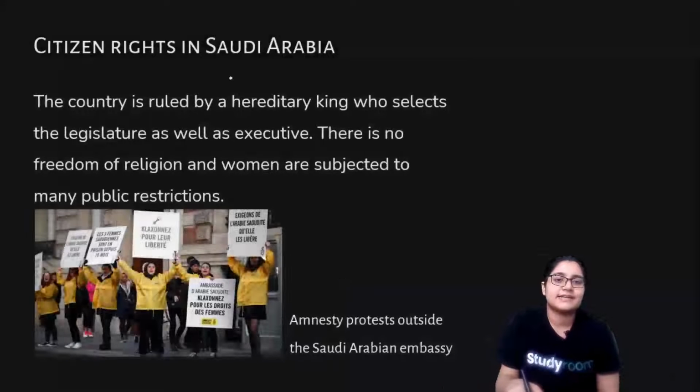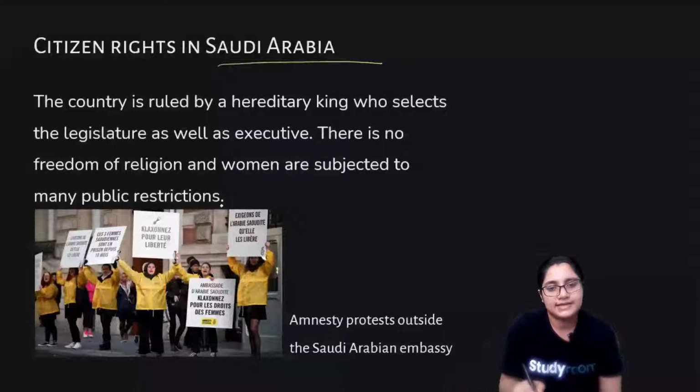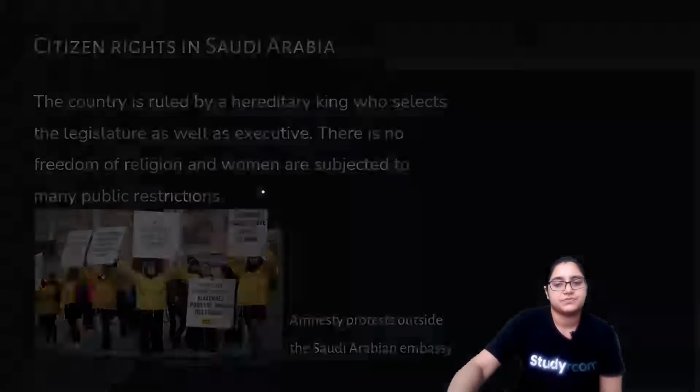Now we have citizens' rights in Saudi Arabia. The country is ruled by a hereditary king who selects the legislature as well as the executive. There is no freedom of religion and women are subjected to many public restrictions.